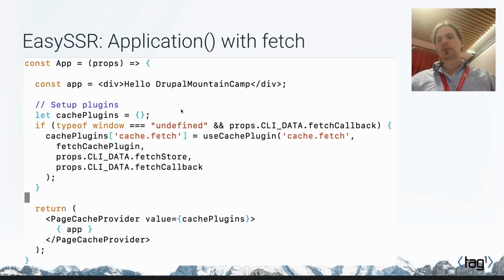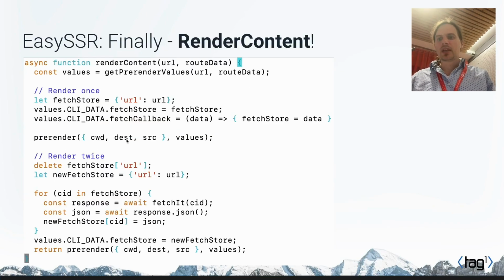And now we also need the fetch plugin for server-side rendering. Again, it's very simple. We have our application. We just define another cache plugin, which is the fetch plugin. And here we give two things from the CLI data. And CLI data is now a little bit Preact specific, but React has something similar. Essentially we know that we can give a store and a callback so that we can render that page and then we have the state of that cache after the rendering. It's not lost somewhere.